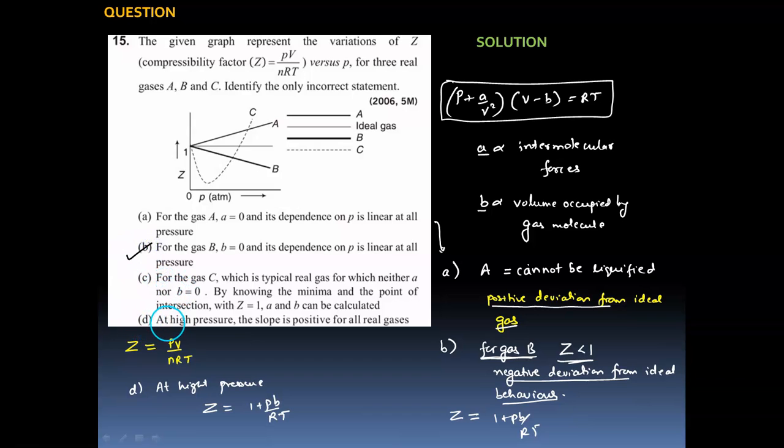Now D is correct because at high pressure the slope is positive for all real gases, because we know Z is equal to 1 plus Pb upon RT. And for C, which is a typical condition for a real gas, if we know the Z versus P, we can differentiate and find the critical pressure and all those things, and we can find the point of intersection. The minimum and the point of intersection with Z equal to 1, and a equal to b, can be calculated. So that is very much the case. Therefore, the only incorrect option in this case is B.